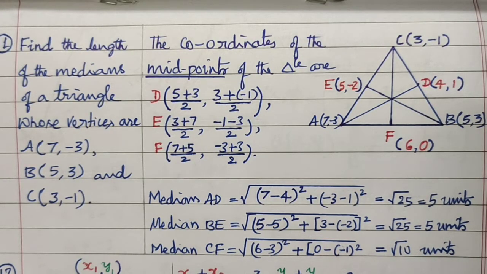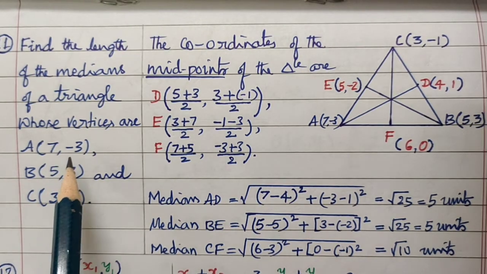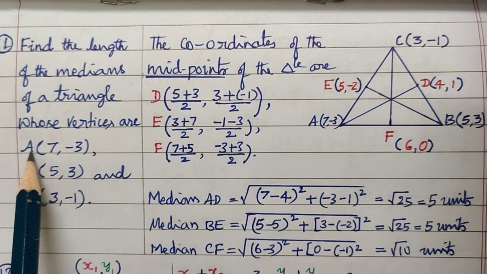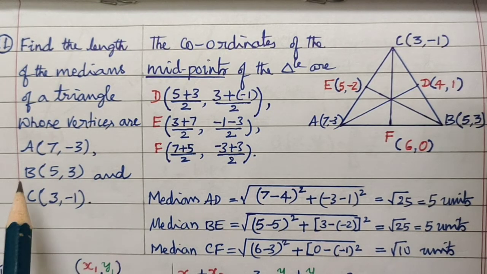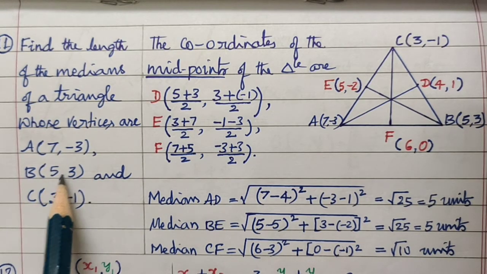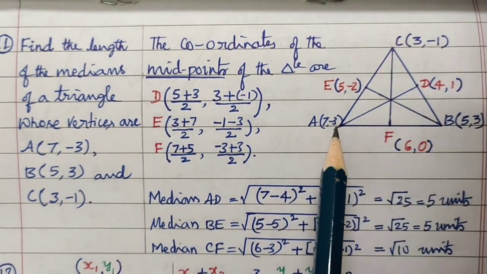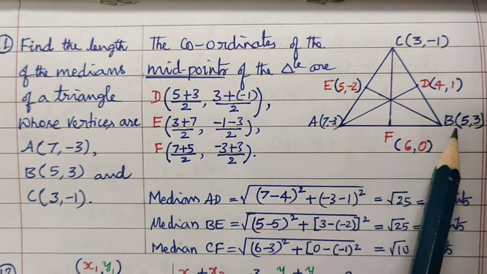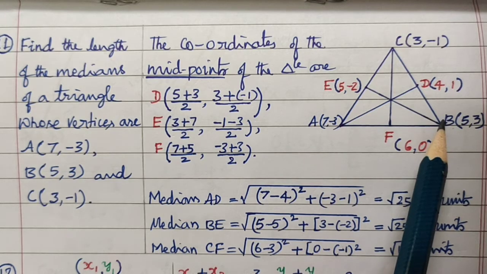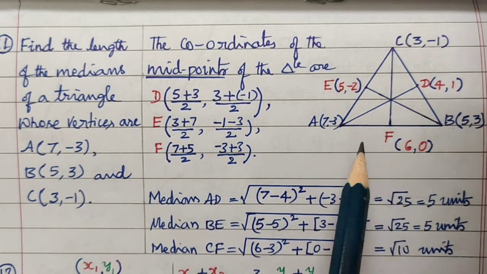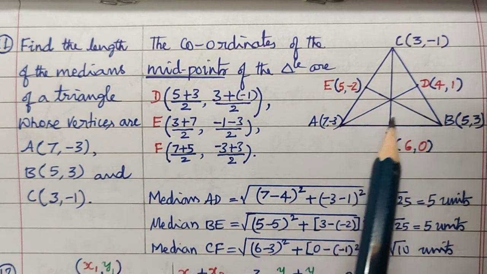Find the length of the medians of a triangle whose vertices are A(7, -3), B(5, 3) and C(3, -1). They were given the vertices of the triangle ABC. The coordinates of A are (7, -3), the coordinates of B are (5, 3), and C is (3, -1). We need to find out the medians AD, BE and CF.